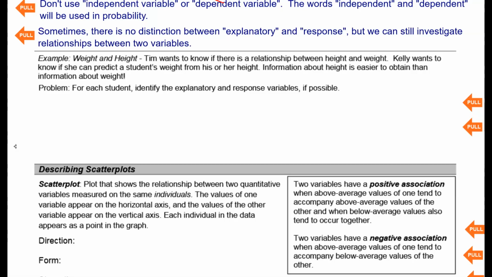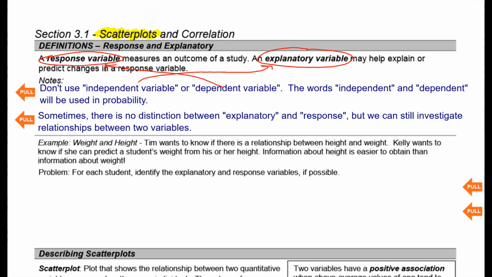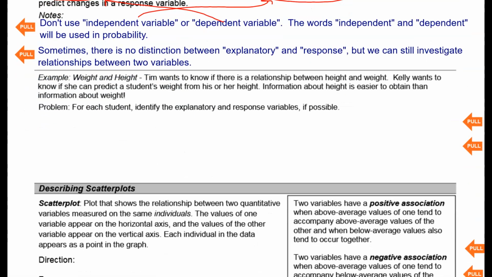Isn't that the truth? I will, without a doubt, tell you how tall I am, 5'11", but I am not going to tell you how much I weigh. That's a closely held secret.